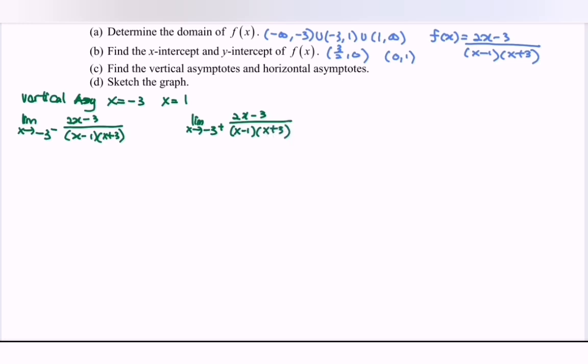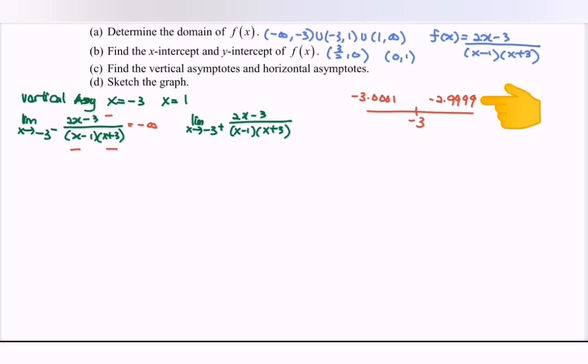So kindly refer to the number line where we have negative 3. From the left, we have negative 3.0001. As for the right, we have negative 2.9999. For negative 3 from the left, if we substitute, it will be a negative for this part, then another negative for this part, and finally another negative over this part. So if we multiply, we have the answer negative infinity, which denotes that when x approaches negative 3 from the left, the graph will be decreasing.